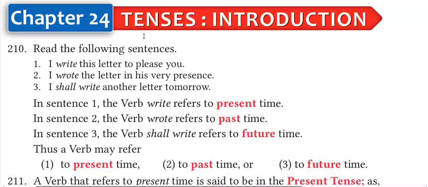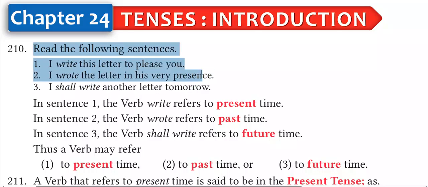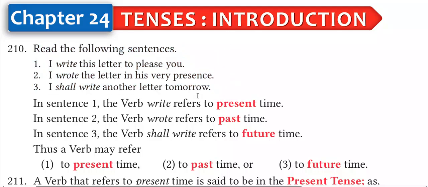So let's see some sentences. Read the following sentences. I write this letter to please you. I wrote this letter in his very presence. I shall write another letter tomorrow. Now, there are three types of sentences. In sentence number one, the verb write refers to present time. In sentence number two, the verb wrote refers to past time. And in sentence number three, the verb shall write refers to future time.